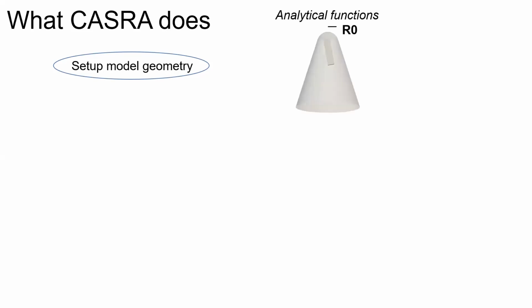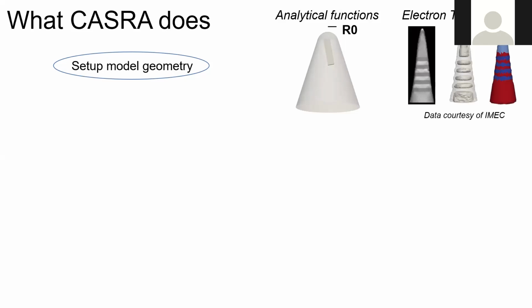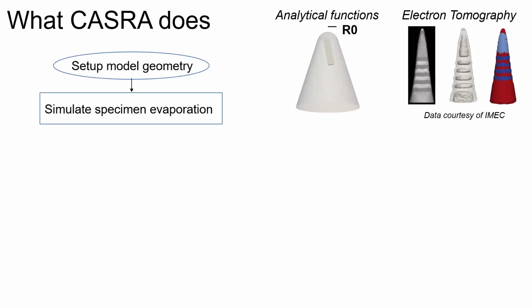So a quick breakdown of what CASRA does. The first step in the procedure would be to set up the model geometry. And this can be done either through analytical functions that are provided as part of a module, or you can load in an experimental tip geometry using electron tomography. And then you go ahead and simulate the specimen evaporation using CASRA.